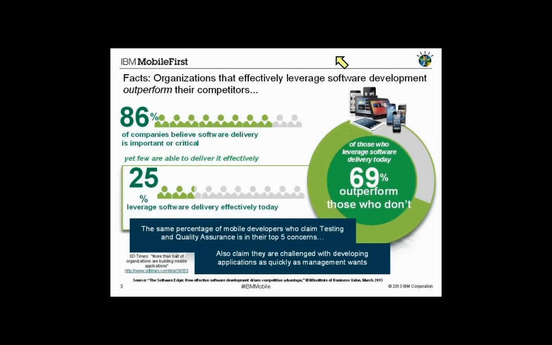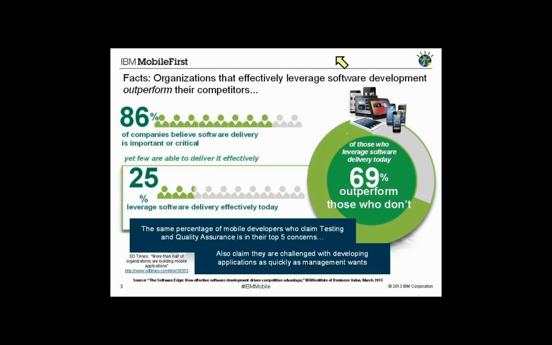Just a brief recap of some of the key facts around this solution and motivation. One of the clear facts is that today organizations that leverage software development effectively tend to outperform their competitors. 86% of companies believe that software delivery is critical, yet only 25% of those are leveraging it effectively today. But those 25% are outperforming those who don't. In fact, almost 70% of those who effectively leverage software development outperform the competitors.